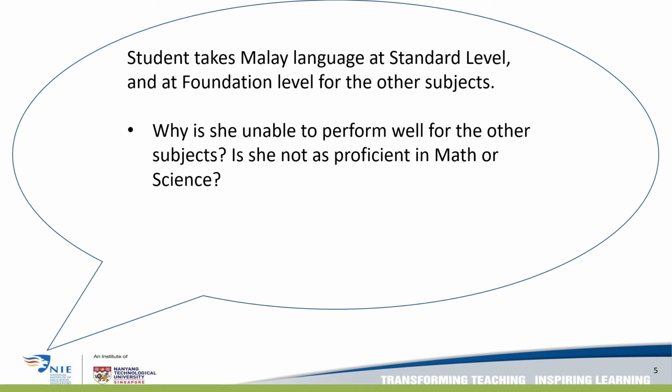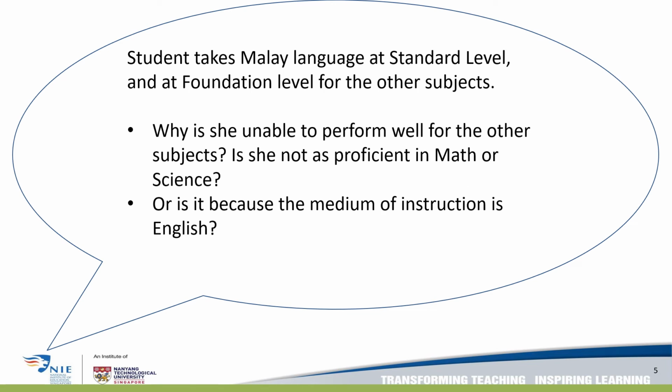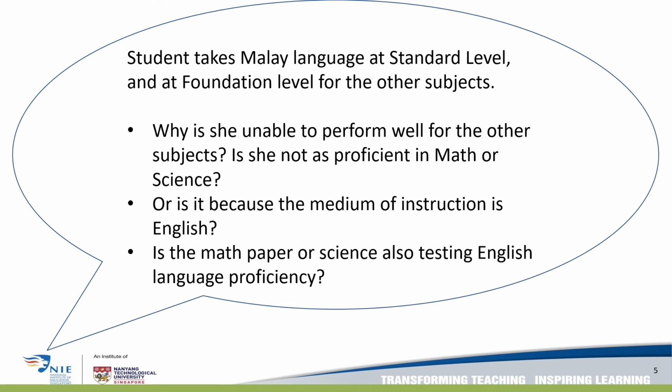So the question here is, why was the P6 student unable to perform well for math and science? Was it really because she was not proficient in those subjects? Or was it because the medium of instruction was in English? And was the paper for math and science also testing English language proficiency? And because of her less privileged SES background, she could have been unfairly penalized because of her lack of proficiency in the English language.